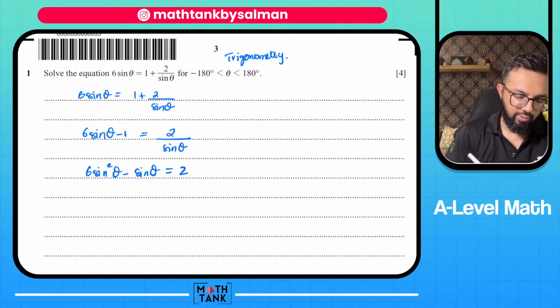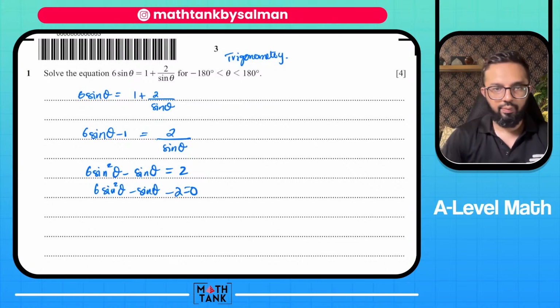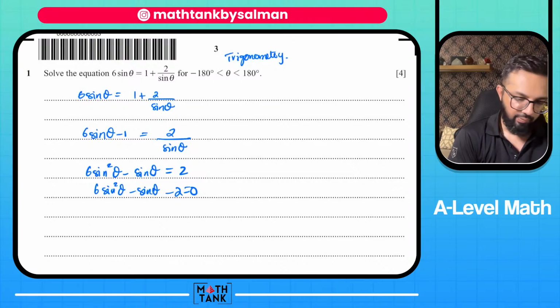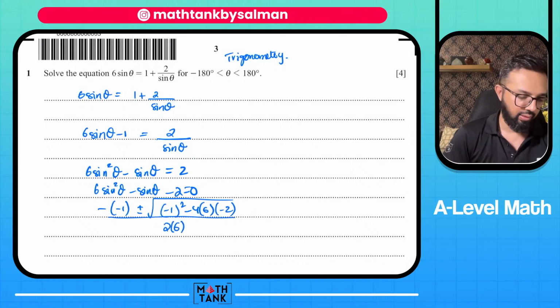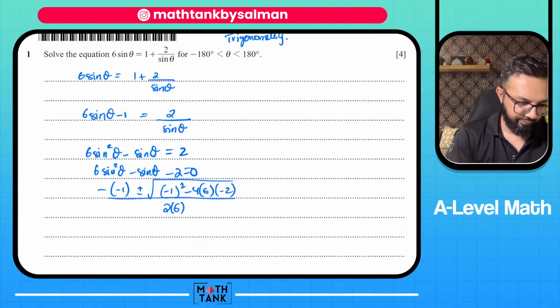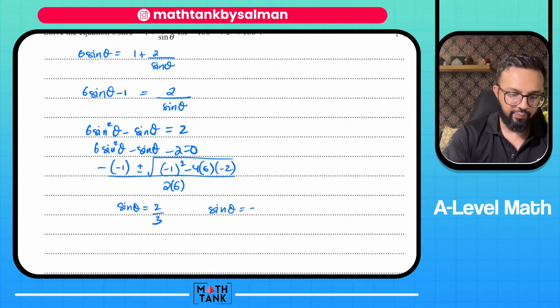Okay, so 6 sine square theta minus sine theta minus 2 equals 0. So I have a quadratic. So I'm going to write minus b plus minus root of b square minus 4ac over 2a. What do I get from the quadratic? I get sine theta equals 2 over 3. And I get sine theta equals minus half.